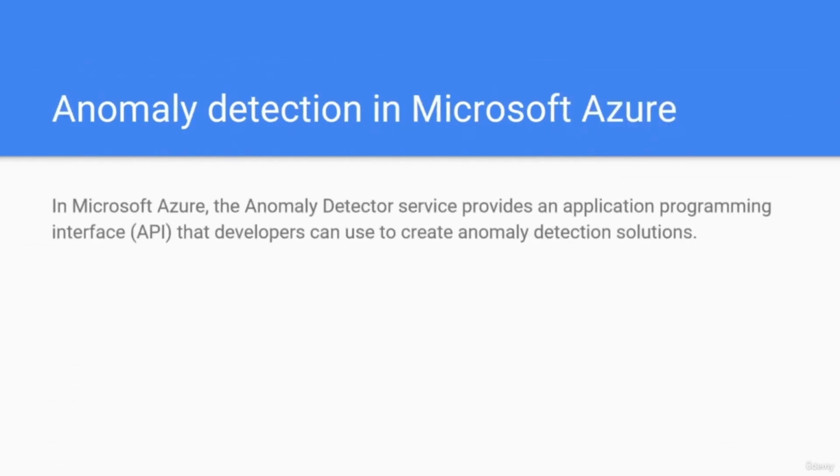Now, anomaly detection in Microsoft Azure. In Microsoft Azure, the Anomaly Detector service provides an application programming interface (API) that developers can use to create anomaly detection solutions. So we will handle that here, just a quick overview about it, no worries.